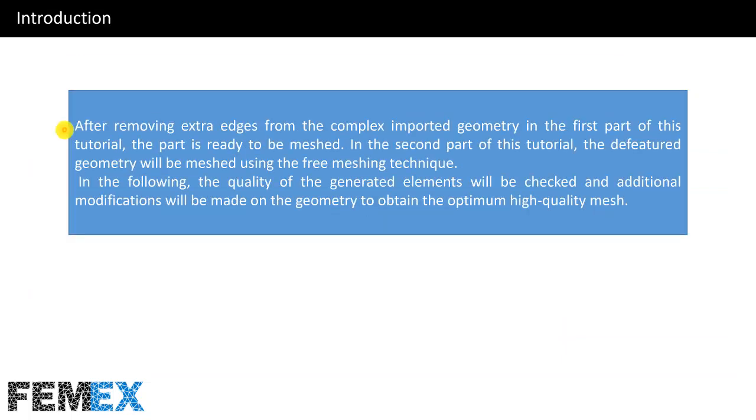After removing extra edges from the complex imported geometry in the first part of this tutorial, the part is ready to be meshed. In the second part of this tutorial, the defeatured geometry will be meshed using the free meshing technique. In the following, the quality of the generated elements will be checked and additional modifications will be made on the geometry to obtain the optimum high quality mesh.